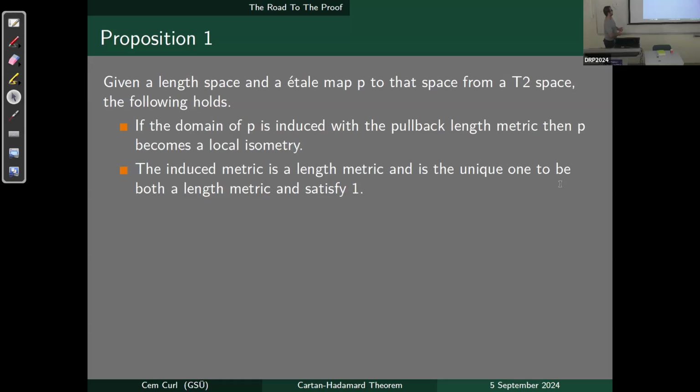Proposition 1: given a length space and a covering P to that space from a Hausdorff space, the following holds. If the domain of P is endowed with the pullback length metric, then P becomes a local isometry. That means P preserves distances. The induced metric is a length metric and is the unique one to be both a length metric and satisfy this.